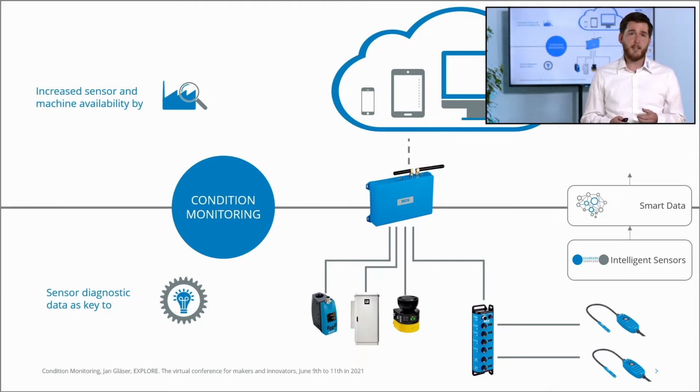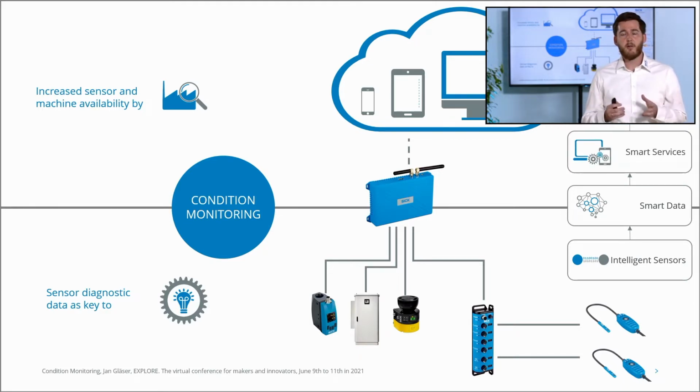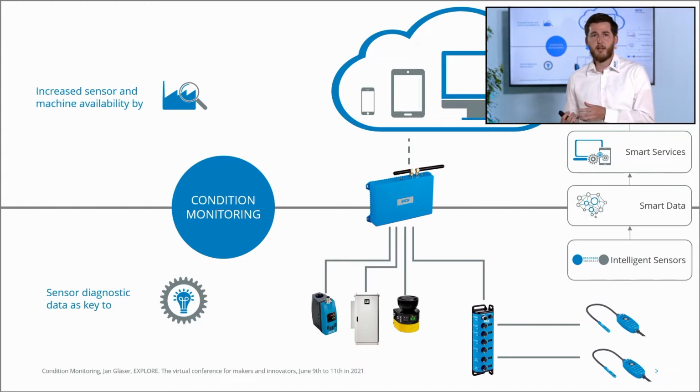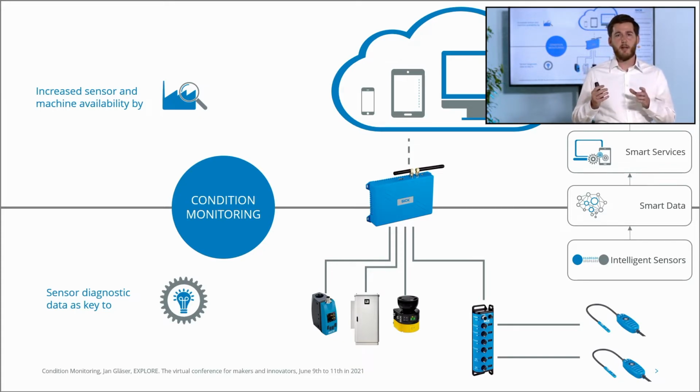And with this smart data, we can combine it with application knowledge, and we will get smart services. But smart services is not the last point. It's important for the users that we transfer the data into relevant information. And this information is the main benefit of condition monitoring, that we transfer data to information.